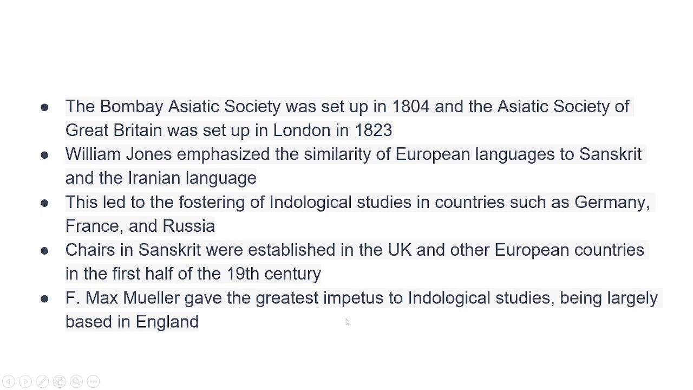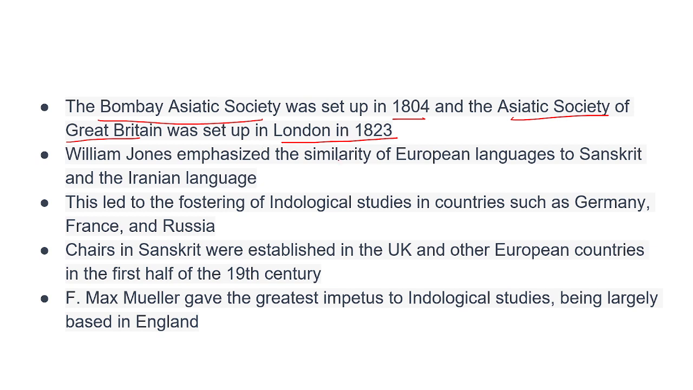Now we get to know that the Bombay Asiatic Society was also set up. So it was the Asiatic Society of Bengal. Now Bombay Asiatic Society was also there in 1804. And the Asiatic Society of Great Britain was set up in London in 1823. So they were setting up all of this for what? To understand India in a better way, to read and write, to research well about India for better administration. That was the view of setting up all of these institutions.